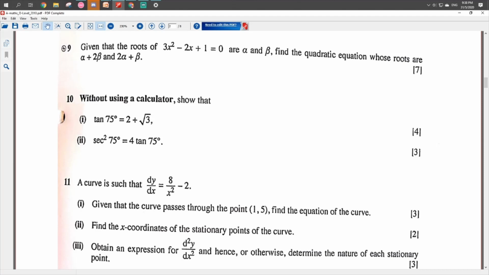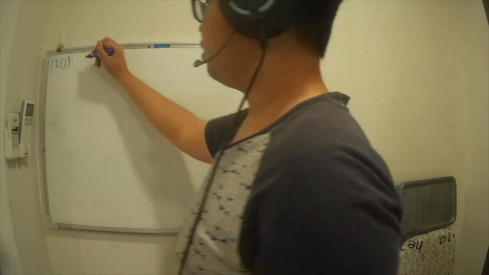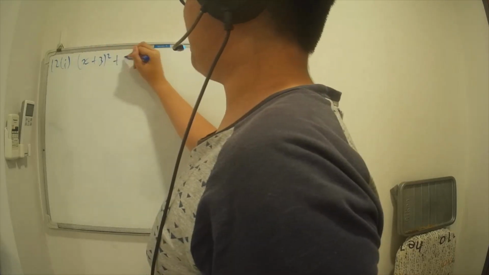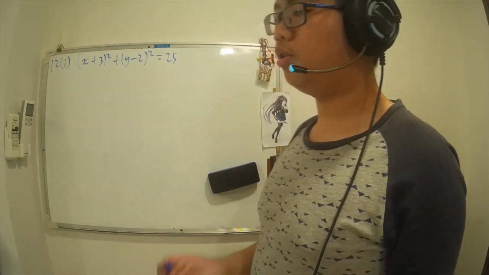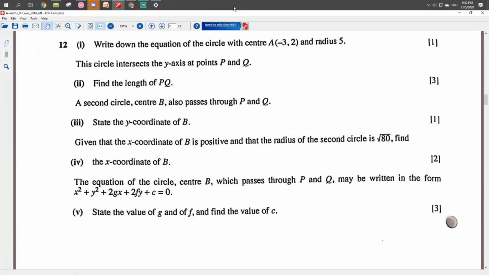On to the last question for 2010. Okay, question 12, the last question. Write down the equation of the circle with center A, negative 3, 2, and radius 5. Alright, so that is just going to be x plus 3 squared plus y minus 2 squared equals 25. I think all of us can do the first part, right? Part 2, the circle intersects the y-axis at points P and Q. Find the length of PQ.